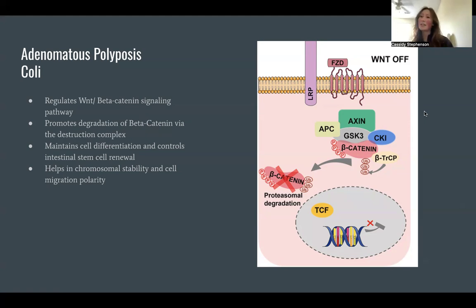So as we can see in the right-hand side, this is when the Wnt signal is off, and the destruction pathway can phosphorylate beta-catenin, which doesn't allow it to go into the nucleus, and it doesn't cause cell differentiation.